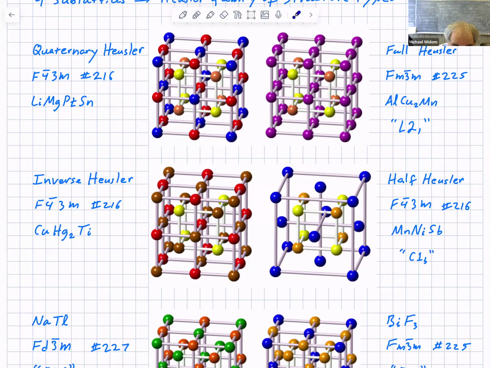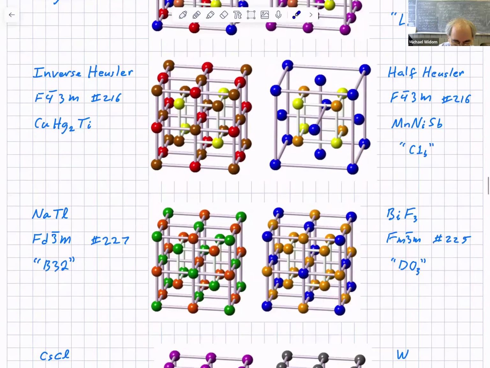We could instead average, let's see, we are averaging the blue and the orange. And the average of blue and orange, I've written here as brown. That's kind of like the full Heusler, but it's different. And so they call it the inverse Heusler. We could leave 1 sublattice vacant, and they call that a half Heusler, even though they should call it a quarter Heusler.